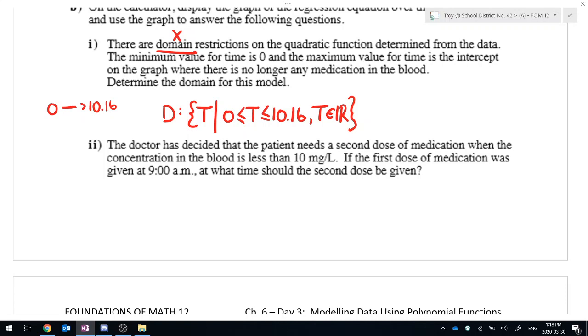The doctor has decided that the patient needs a second dose of medication when the concentration in the blood is less than 10 milligrams per liter. If the first dose of medication was given at 9 a.m., at what time should the second dose be given? All right, so let's go and take a look here.